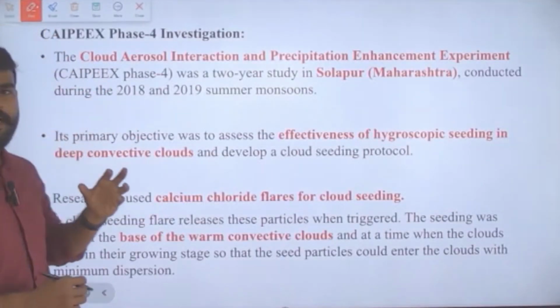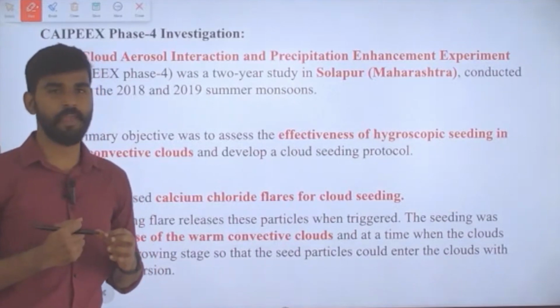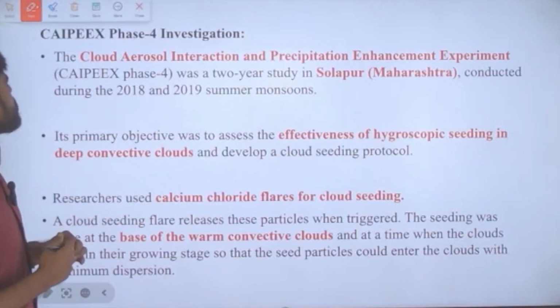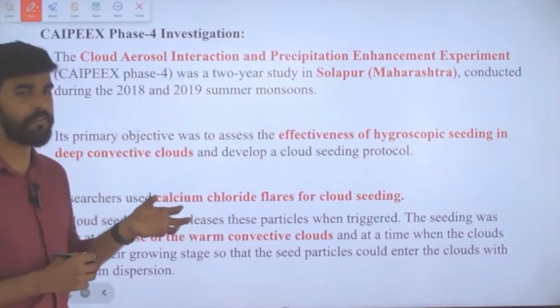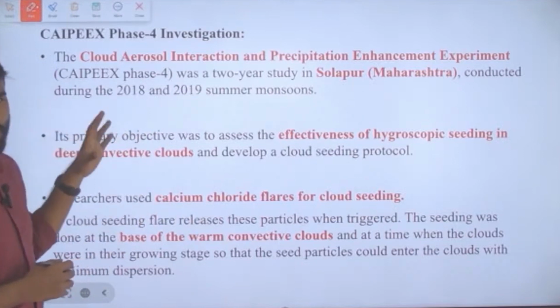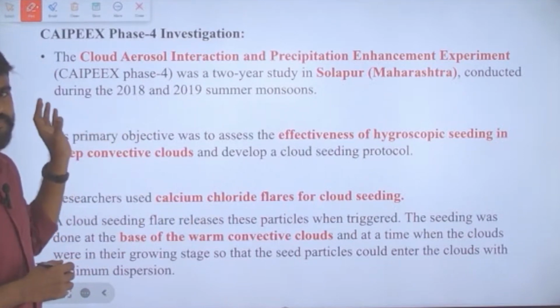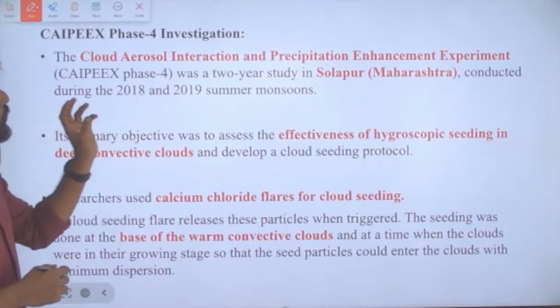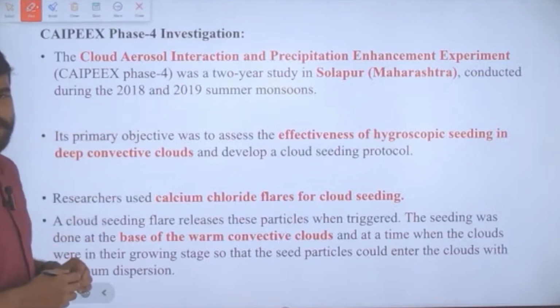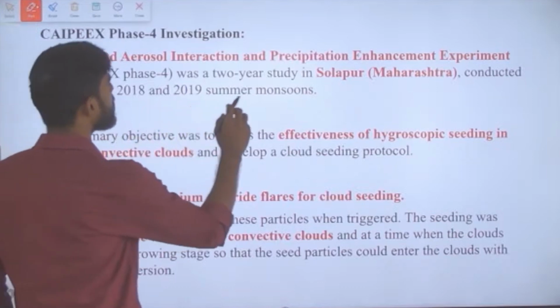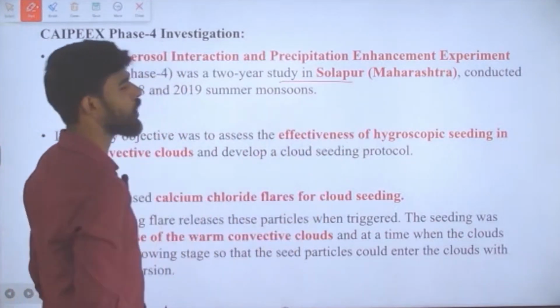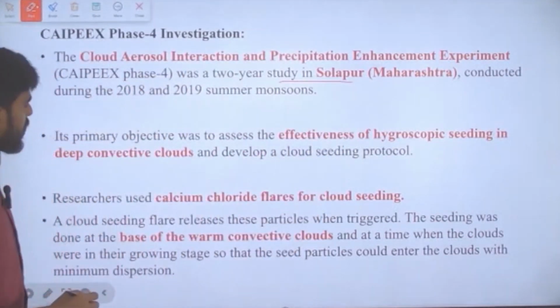The experiment that they have conducted, or the investigation that they made, is this one, that is the Cloud Aerosol Interaction and Precipitation Enhancement Experiment. This is phase 4 of this particular experiment, which lasted for 2 years, that is 2018 to 2019, the summer seasons. The summer monsoon was covered, and this was done in Solapur, which is in Maharashtra.